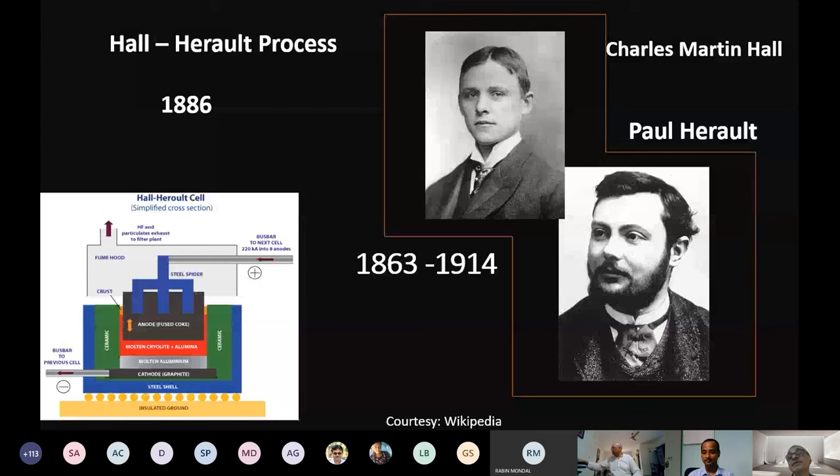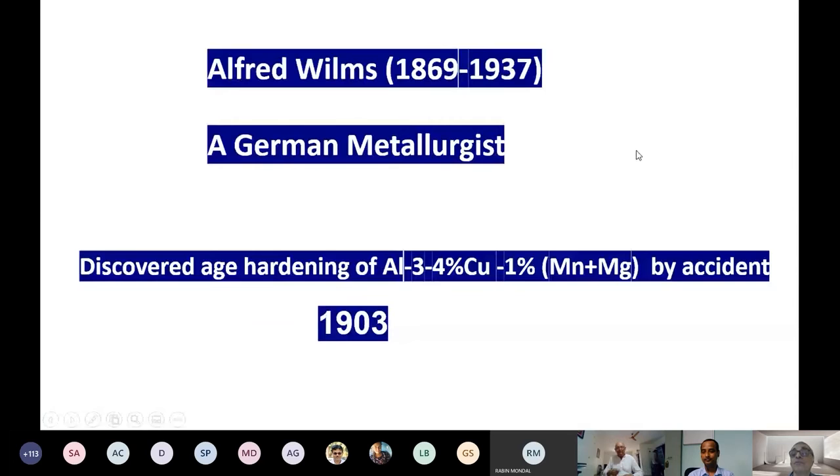But it would not have been possible but for another discovery by a German metallurgist, Alfred Wilm. He lived from 1869 to 1937. In 1901, during the war period, he joined a company and was tasked to make aluminum alloy stronger. Aluminum copper alloy at that time was very weak. So how can we make it stronger so that it can be used in a gun? He tried many things, and in 1903, on one Friday afternoon, he and his assistant made the aluminum alloy with 3.4% copper, and added to it an equal mixture of manganese and magnesium, about 1%.